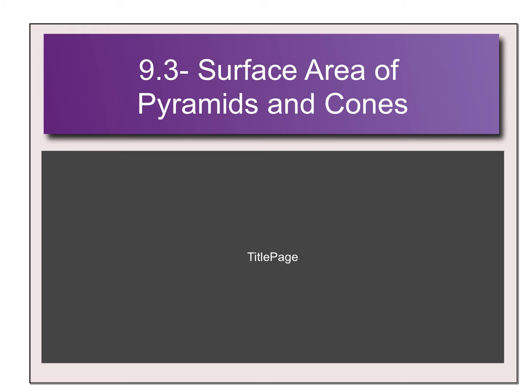9.2, parts 1 and 2, dealt heavily with surface area. That's kind of what we were talking about in surface area with prisms and cylinders. So now we're going to take a different look and look at pyramids and cones and start thinking about what the surface area of those looks like.